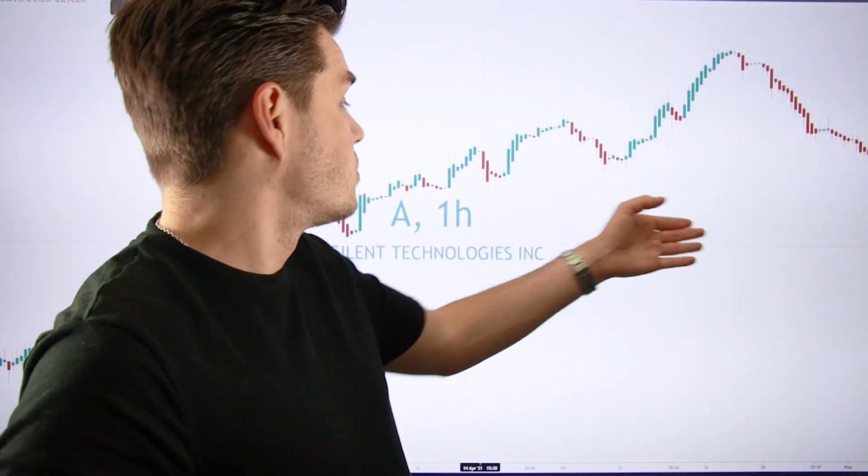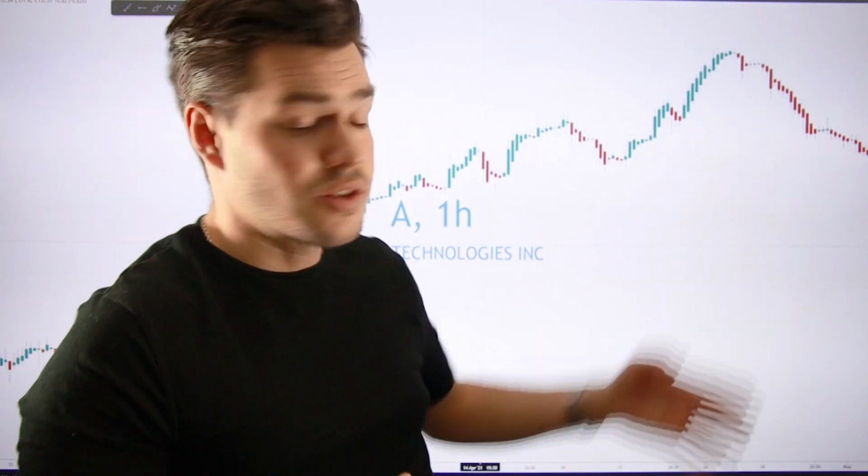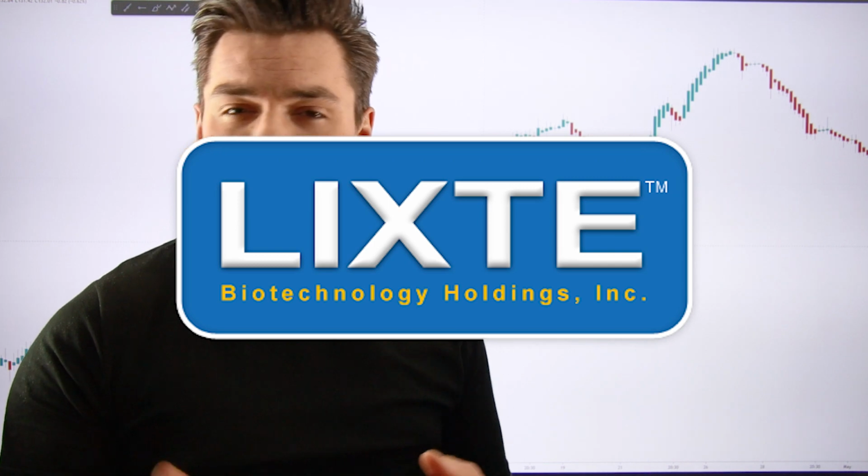In order to make a buck or two on Agilent Technologies, for example, you're going to need quite a large account to day trade something that costs 131 bucks per share. Compare that to something like LIXT, which is currently trading at approximately $4 a share, maybe $3.50 a share. With a small account, you're able to increase your share size for your day trades, and keep the risk lower because the share price is lower.